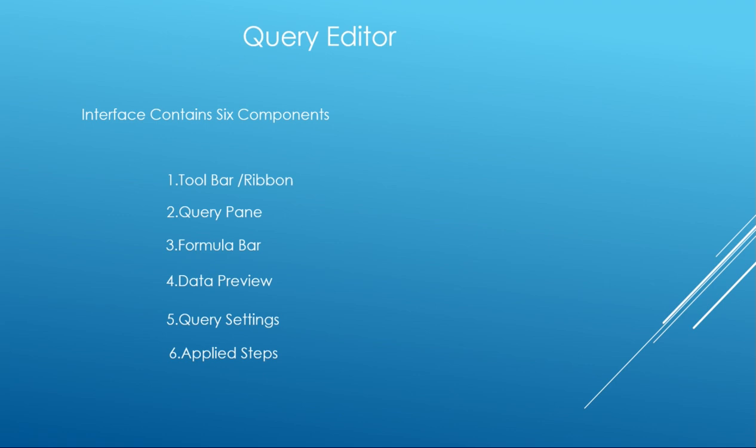The Power Query Editor interface contains six components. First one is the toolbar. Second one is the query pane. Third one is the formula bar. Fourth one is data preview. Fifth one is the query settings. And sixth one is the applied steps.